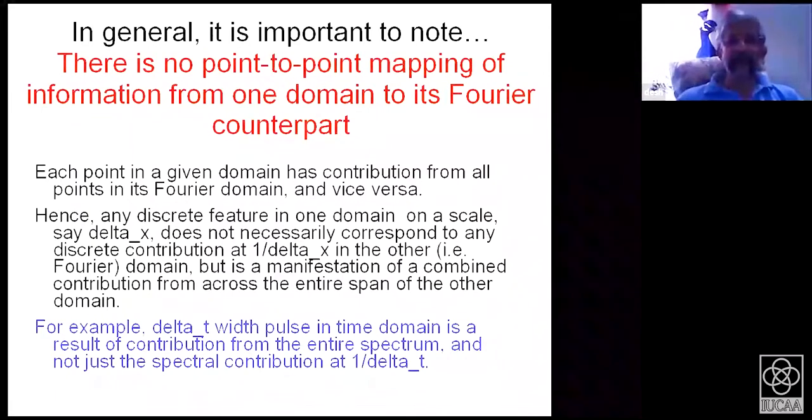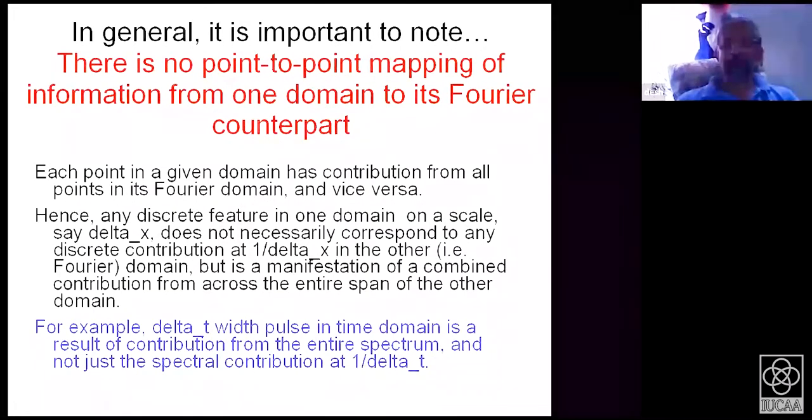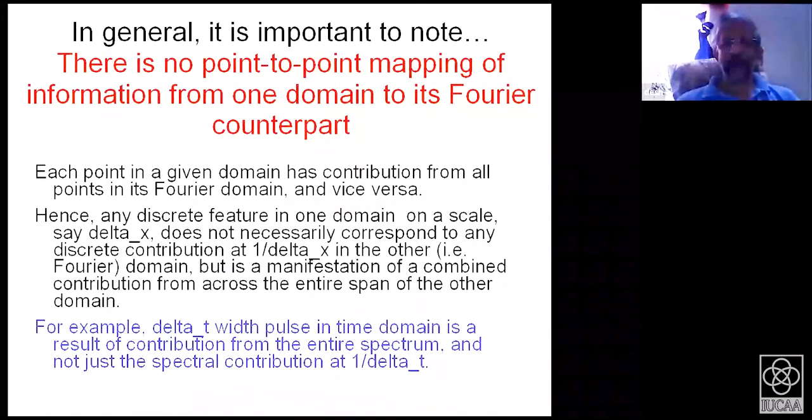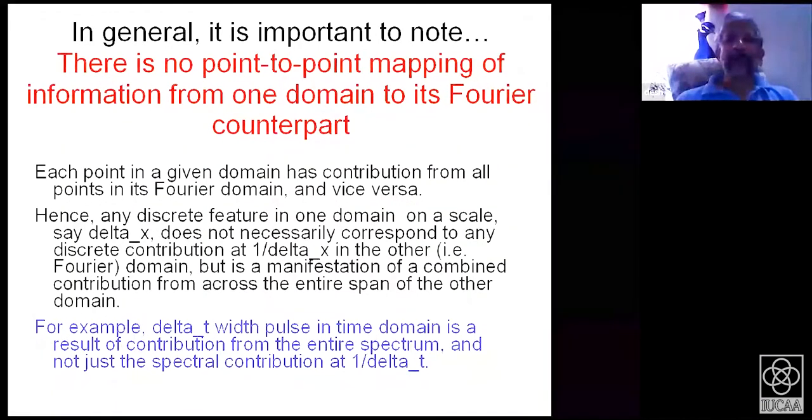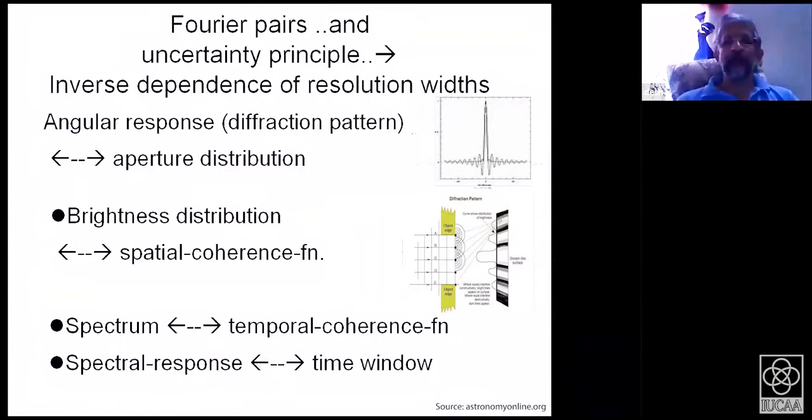Hence, if you find any discrete feature in one domain on a scale, let's say delta x, some feature which has got a width, then it does not necessarily correspond to any discrete contribution at the Fourier component at 1 upon delta x. So this is to be stressed because people have fallen into this trap and misinterpreted certain data to infer something in the other domain. Okay, this having been stressed, we can remind ourselves of the Fourier pairs that we have been talking about.